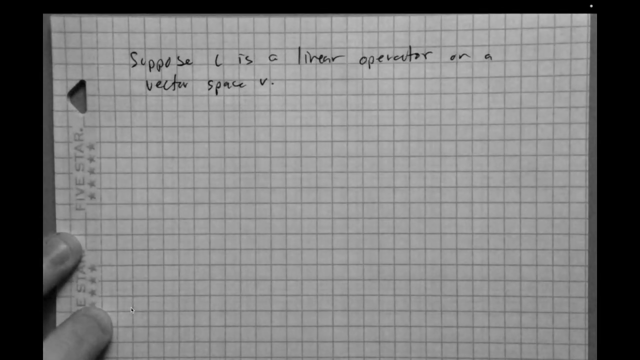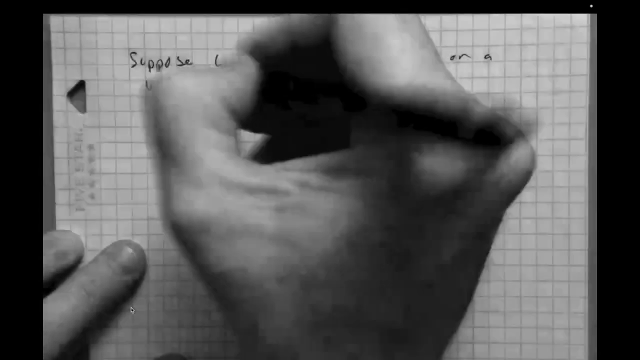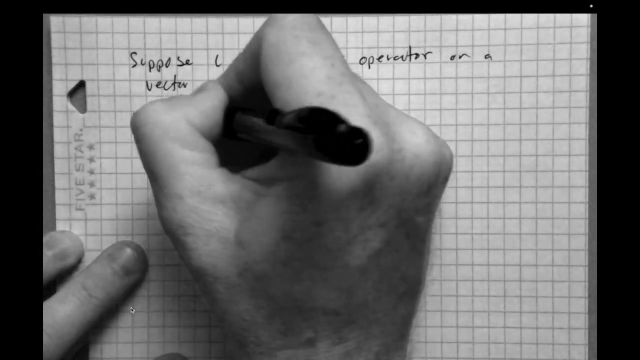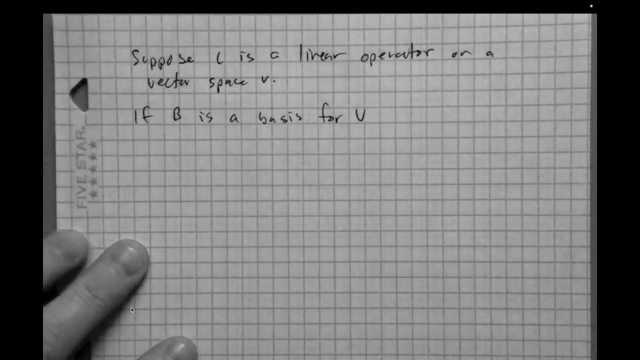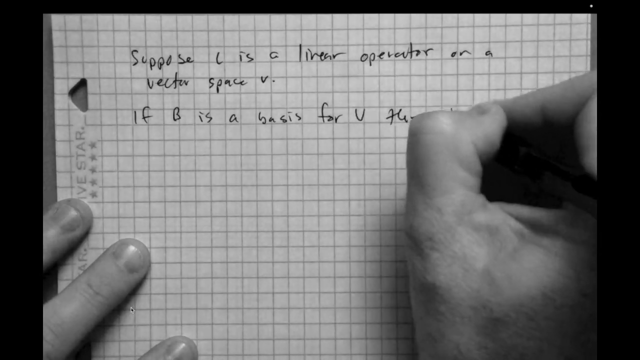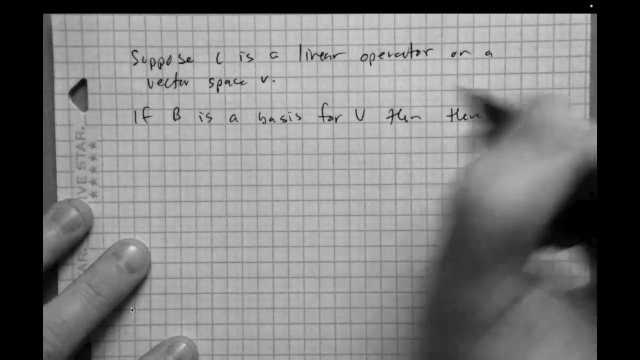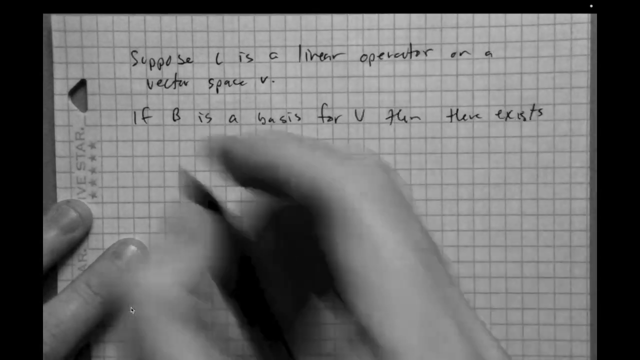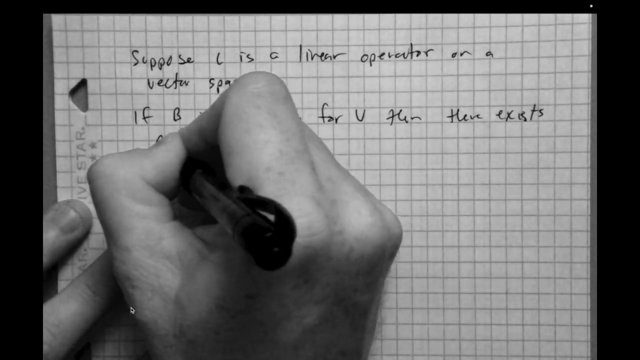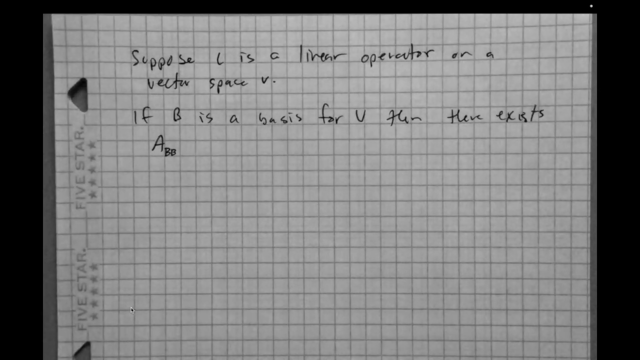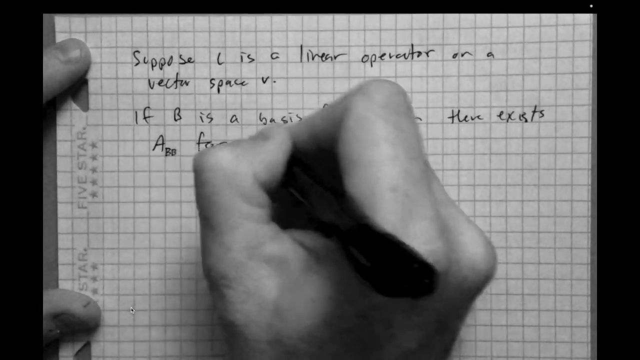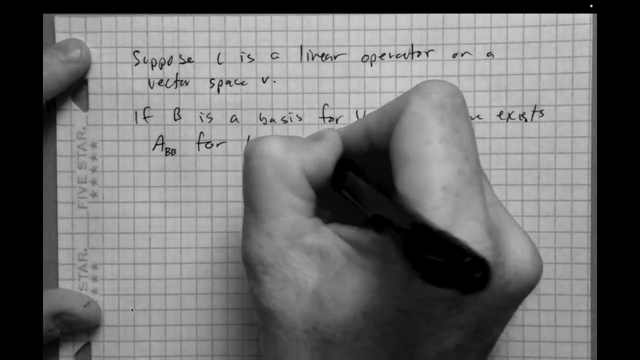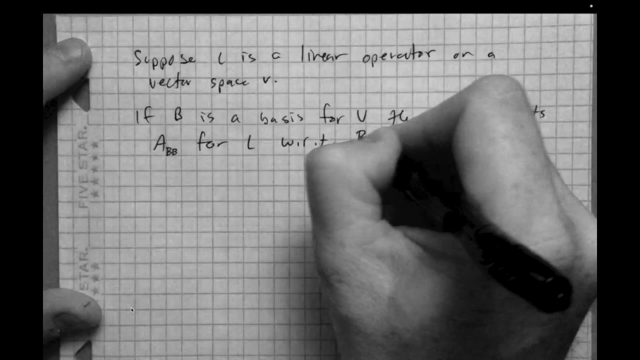Okay, so I've got some vector space V. If B is a basis for V, then there exists, we know this from what we've just been discussing, some matrix A_BB. This is going to be the matrix of a linear transformation, the matrix of the linear transformation L with respect to B, right?